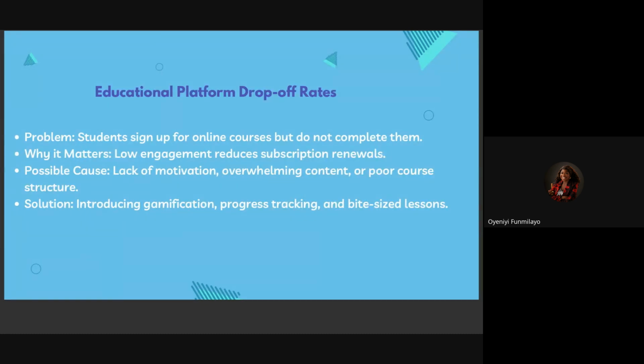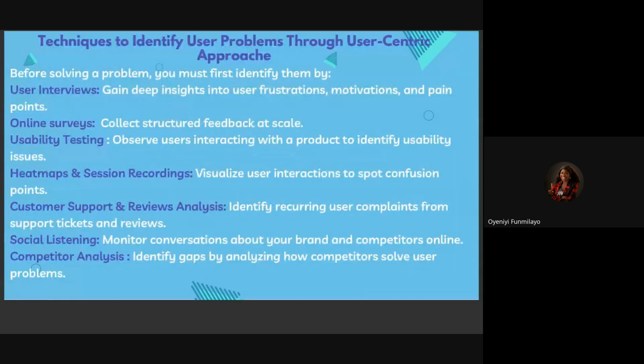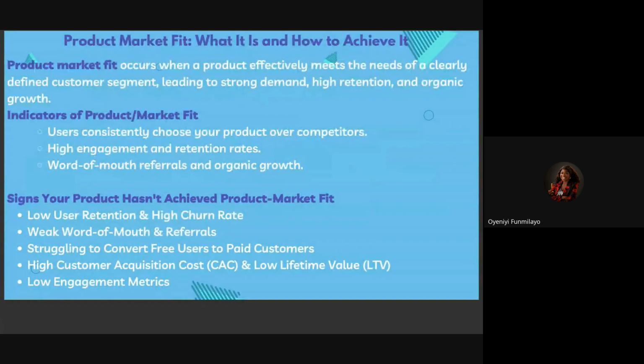So that is it for identifying your users' problem, right? We'll also talk about validating it. But before that, let's talk about your product market fit.